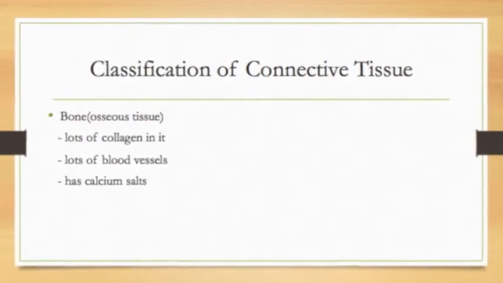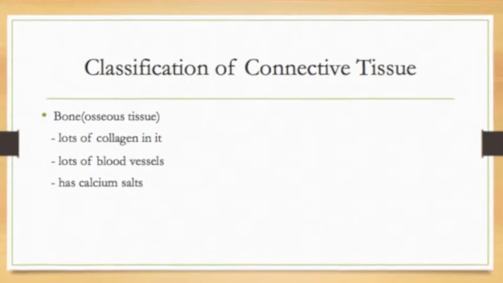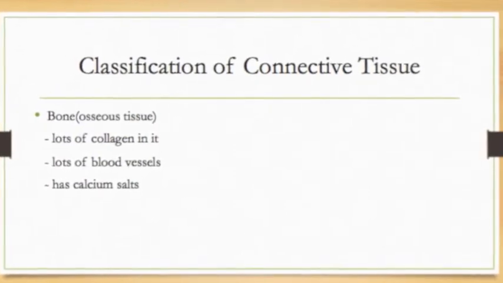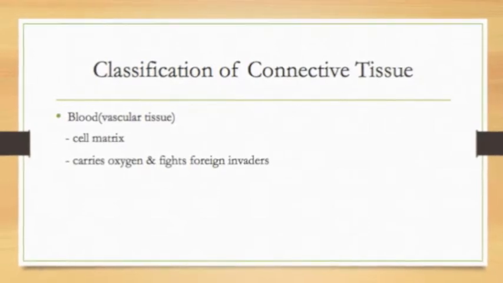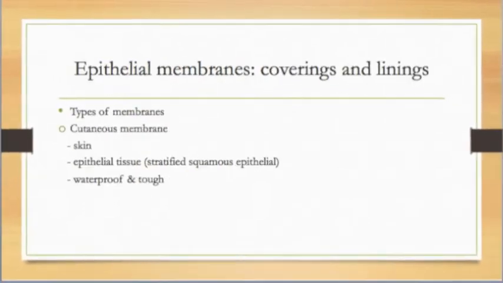Bone has lots of collagen in it, lots of blood vessels, and has calcium salts. Blood has a cell matrix and carries oxygen and fights foreign invaders.